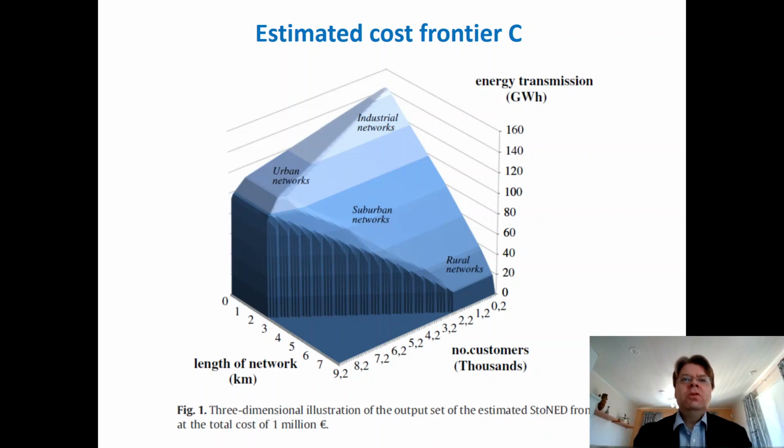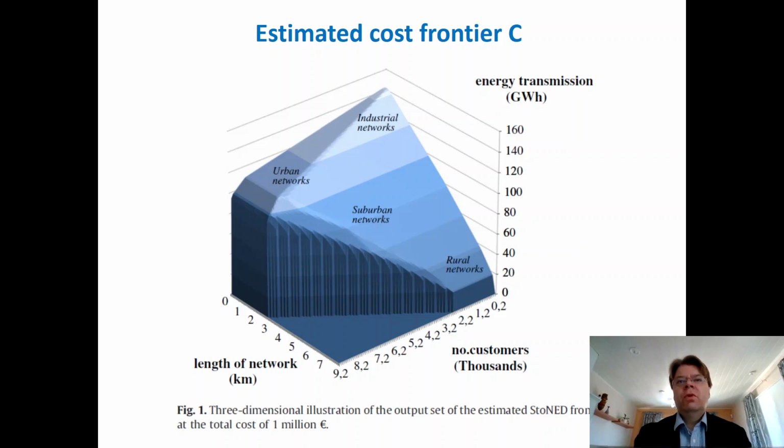If you think about the interpretation of the output set, notice that in the bottom right corner I have indicated the rural networks, networks operating in rural areas. There obviously the number of customers is relatively small. However, the length of network is relatively high, and because the number of customers is small, also the energy transmission is relatively small.